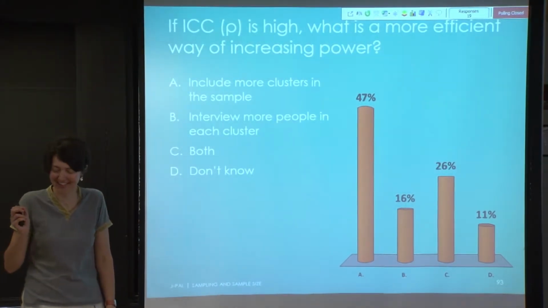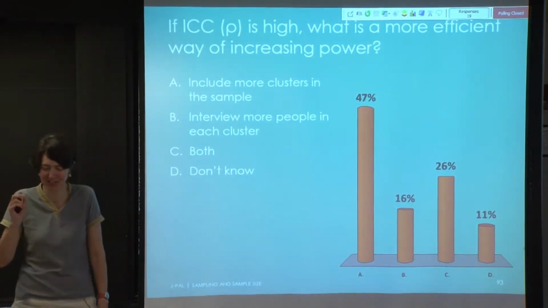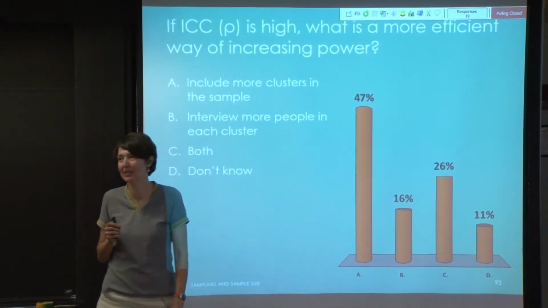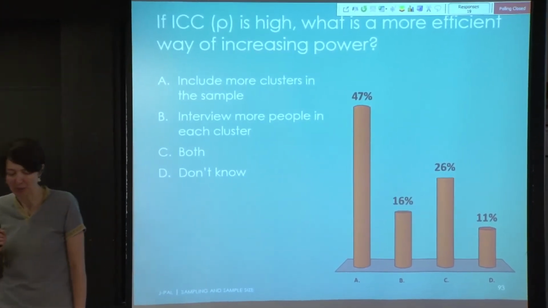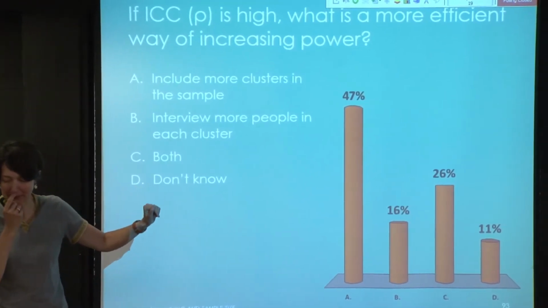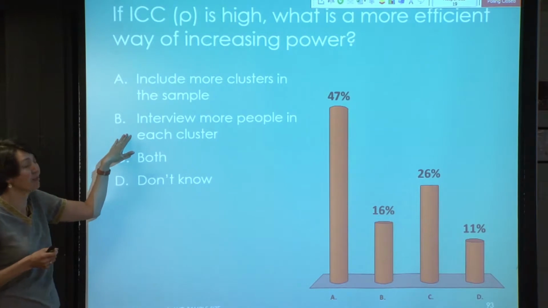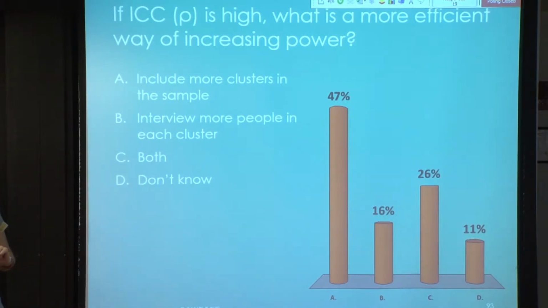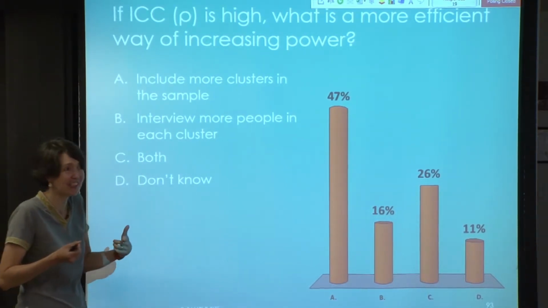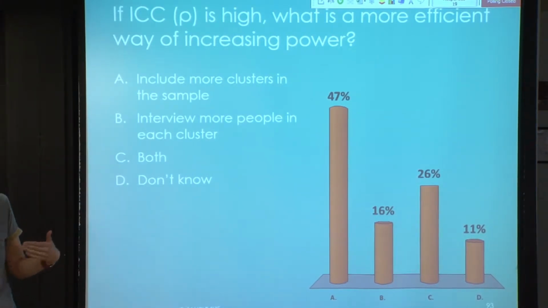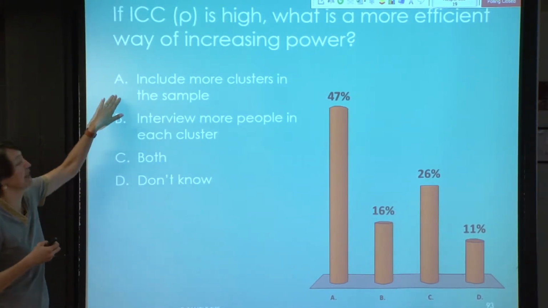So this is an interestingly worded question. More efficient. Both will increase power. Both A and B will increase power. Getting more clusters and more people within the cluster will increase power. Increasing the clusters is more efficient in the sense that we get more power for less money.